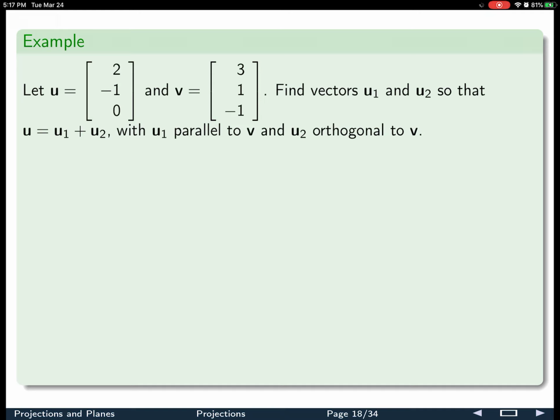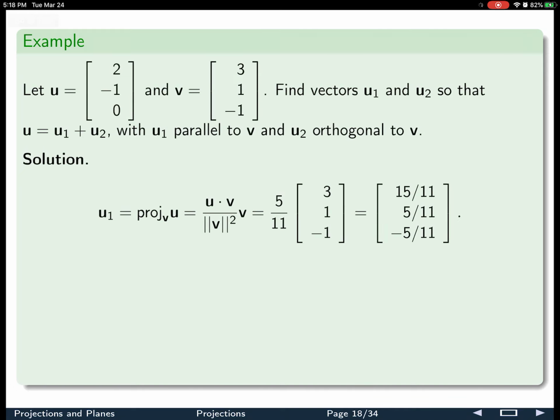All right. Now we have two vectors again, and we want to find vectors u1 and u2 so that both of them add up to u, and u1 is parallel to v, and u2 is orthogonal to v. So this is what we would call an orthogonal decomposition, where we're trying to break u into its components, one that's parallel to v and one that's perpendicular to v. And in order to do that, we're just going to run through the same steps that we just looked at. To find u1, the one that's parallel to v, we're going to find the projection of u onto v.